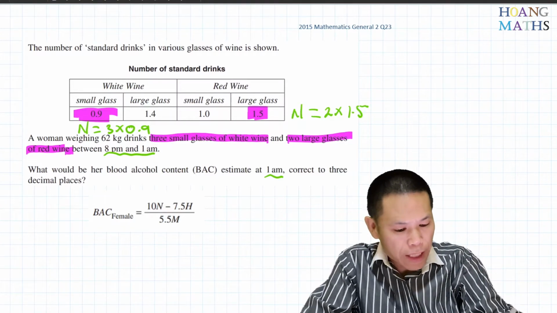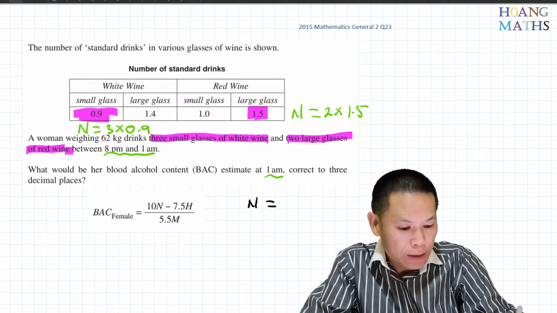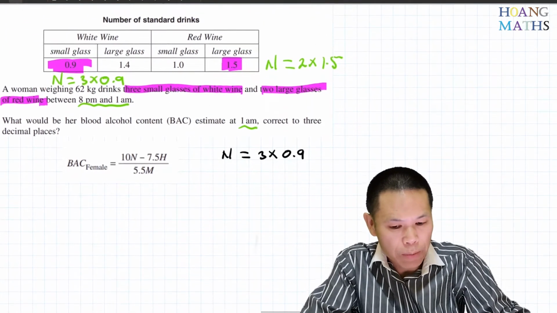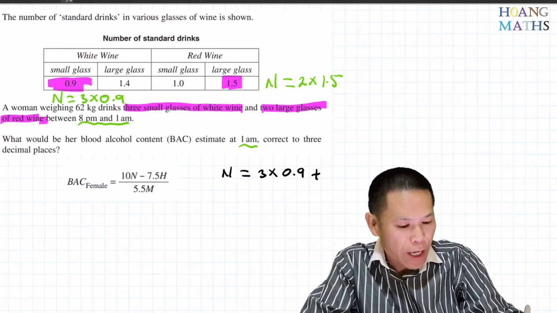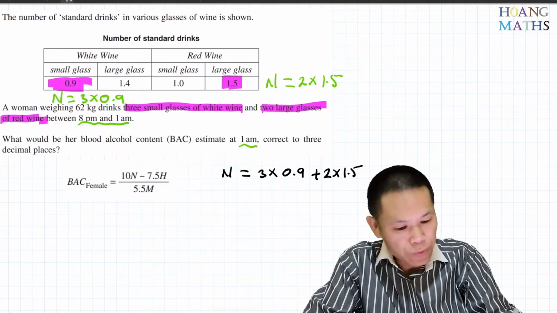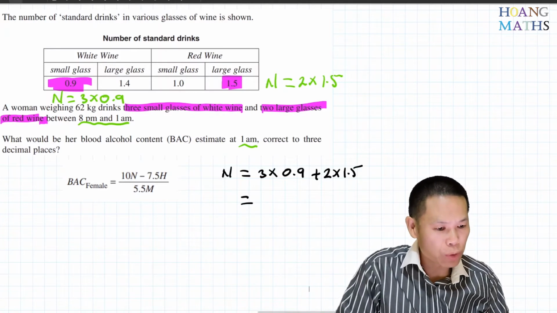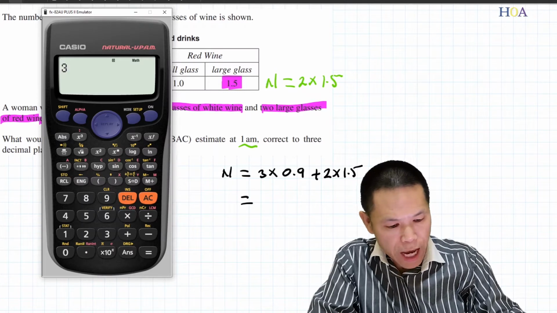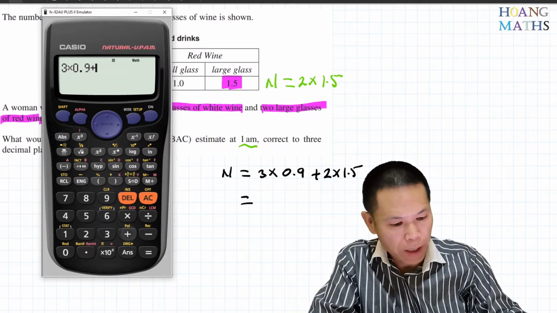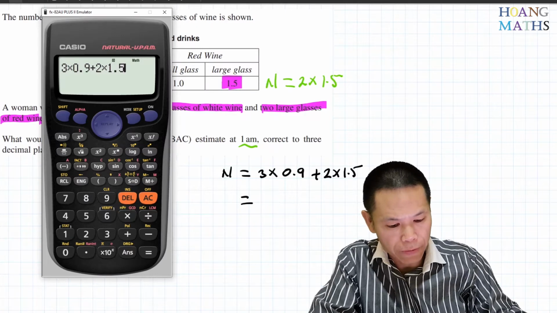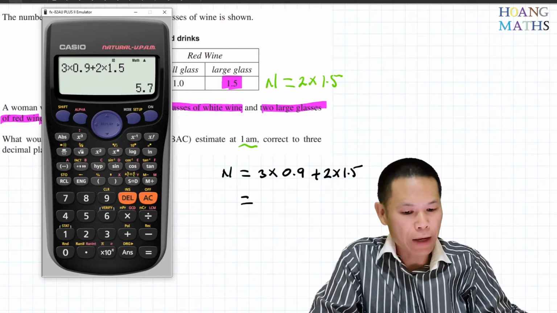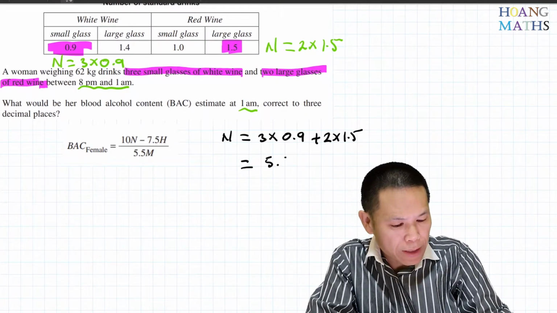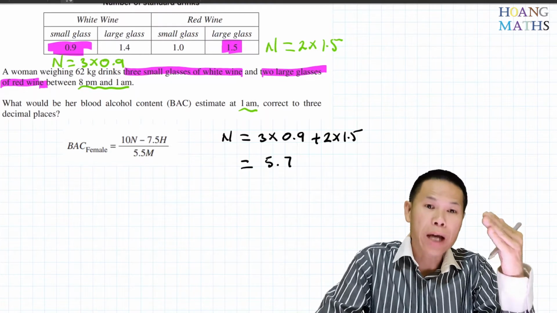And we know the number of standard drinks, N, is equal to 3 times 0.9 plus 2 times 1.5. So let me put that in the calculator. We have 3 times 0.9 plus 2 times 1.5. So that is 5.7. So the number of standard drinks is 5.7. Now we need to work out H.